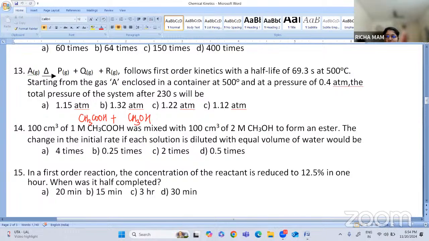Just a second. Okay. Can you see the screen now? Okay, fine. Now just see here.